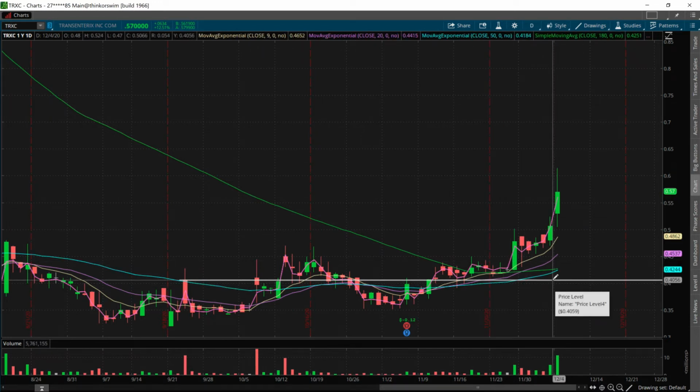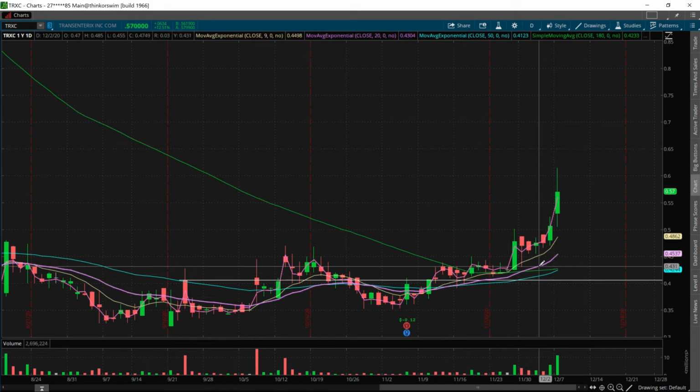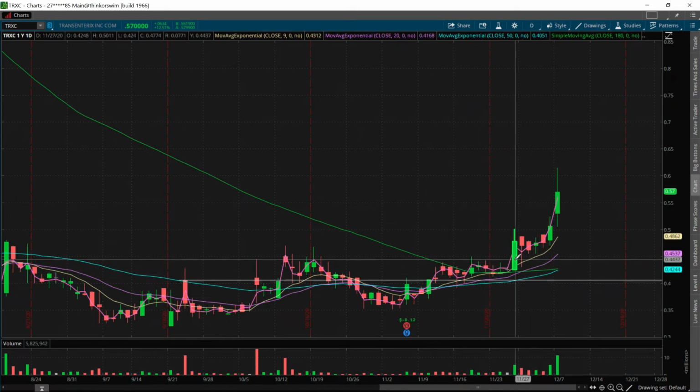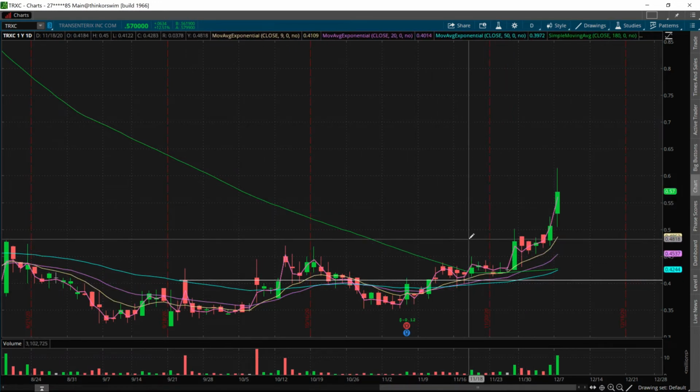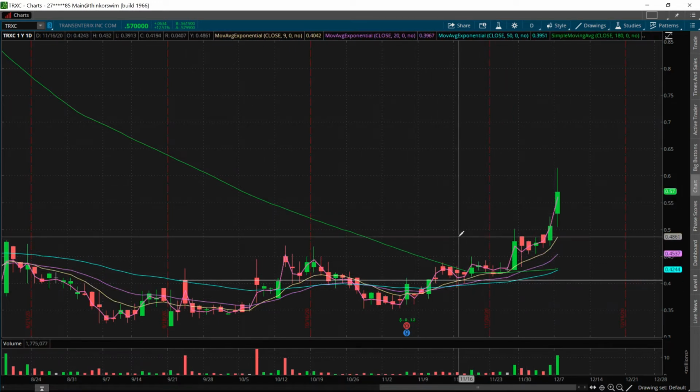So everything that I swing trade or day trade, I base my entries off the daily chart, which is this chart with the 1 year 1 day, where every candle is 1 day. Here is where you plan your trade, and you execute your trade on a smaller time frame, like the 1 day 1 minute, the 1 day 3 minute, the 1 day 5 minute, and so on and so forth.